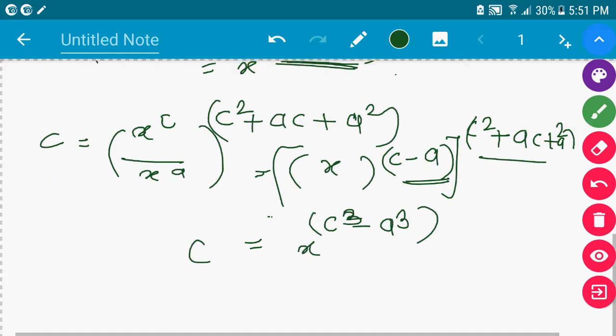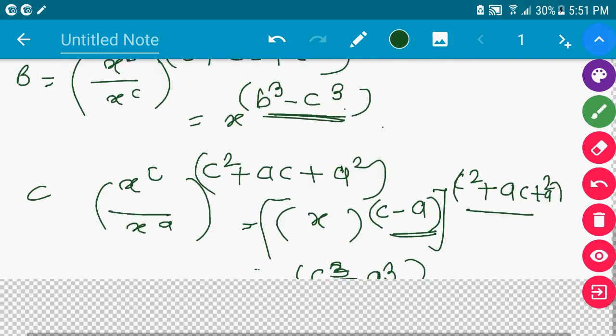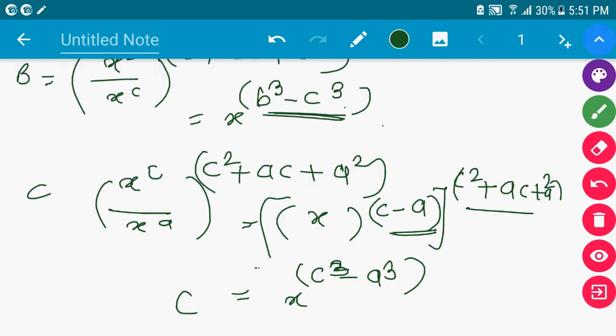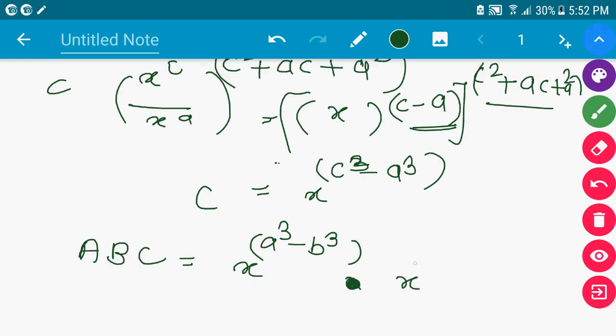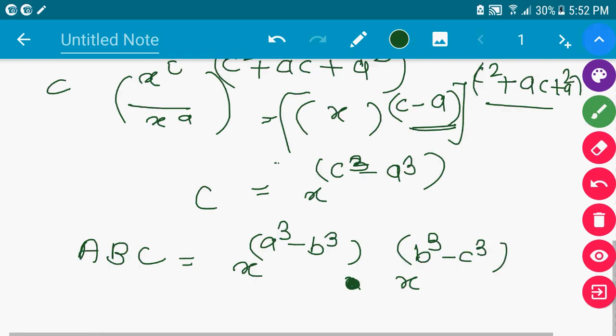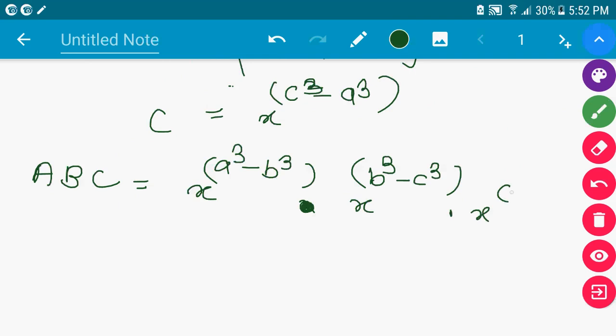Now we get three equations: x raised to a cube minus b cube, x raised to b cube minus c cube, and x raised to c cube minus a cube. Now write down. What we have to do is a multiplied by b multiplied by c. Now what is our a? x raised to a cube minus b cube multiplied by, I will show with the dot, x raised to b cube minus c cube. What we got in the b and what we got in the c, that is x raised to c cube minus a cube.